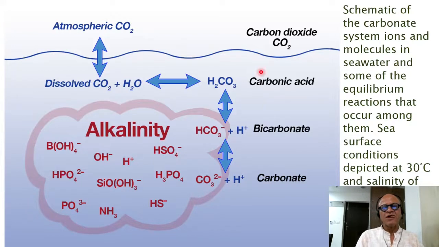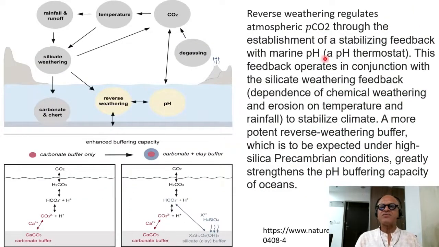So these are the usual reactions we look at, but there are a bunch of other ions which together give us the total alkalinity of the ocean. So boron, sulfur, phosphorus, silica, they all matter for the overall total alkalinity. And the reverse weathering basically regulates atmospheric pCO2 through the establishment of a stabilizing feedback with marine pH. So there is a pH thermostat which works fairly well.